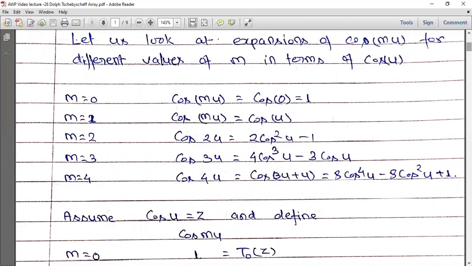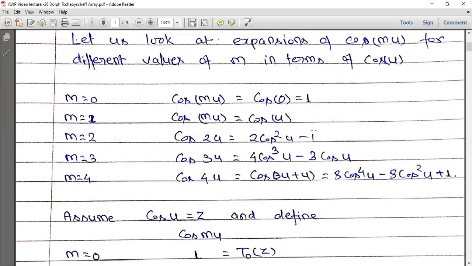If we substitute m equals 0 in cos of mu, what you have is cos 0, which is just 1, as you can see in the first row. When you substitute m equals 1, you have cos u, which is a function of cos u. When you substitute m equals 2, you have cos of 2u, which can be expressed as 2 cos squared u minus 1, again a function of cos u.